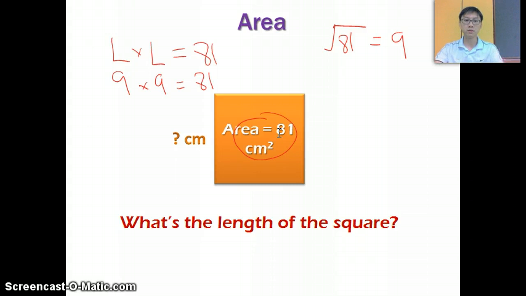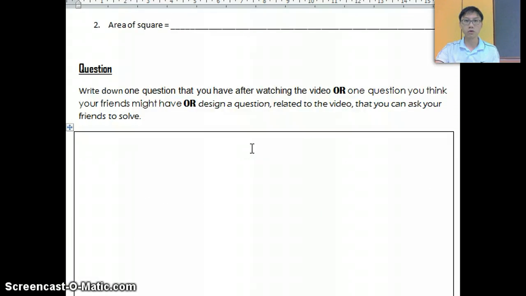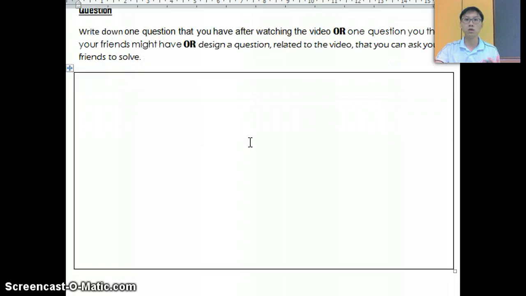Easy, right? So please don't forget to fill up your summary, as well as come up with a question. When we come back to class, we will have a short discussion about the questions that you have before we move on and do the workbook.